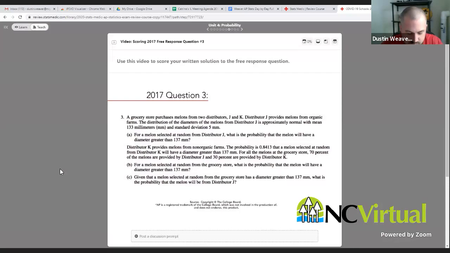Distributor K provides melons from non-organic farms. The probability is 0.8413 that a melon selected at random from distributor K will have a diameter greater than 137 millimeters. For all the melons at the grocery store, 70% of the melons are provided by distributor J and 30% are provided by distributor K. Part B. For a melon selected at random from the grocery store, what is the probability that the melon will have a diameter greater than 137 millimeters? Part C. Given that a melon selected at random from the grocery store has a diameter greater than 137, what is the probability that the melon will be from distributor J?